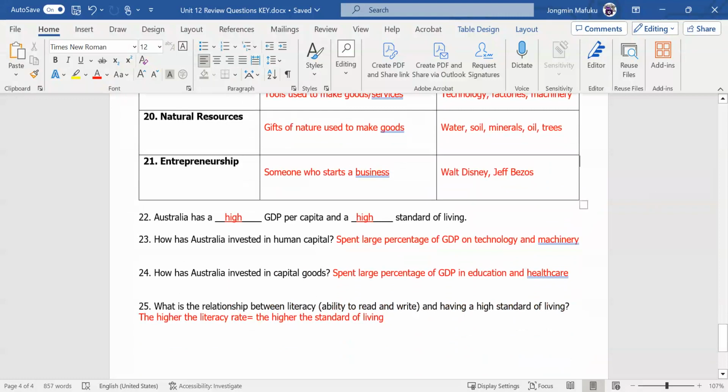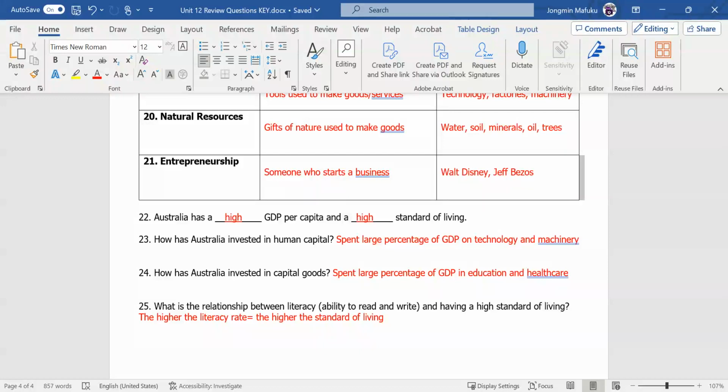I'll be honest. 22, Australia has a high GDP per capita and, of course, a high standard of living. Guys, let me tell you, living in Australia is expensive. It's so expensive to live there. How has Australia invested in human capital? They spend a large percentage of GDP on technology and machinery.